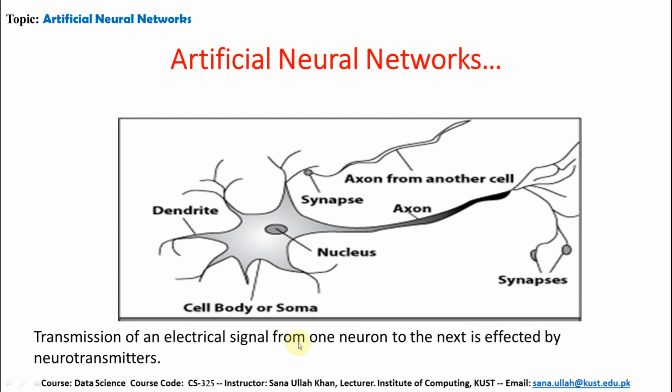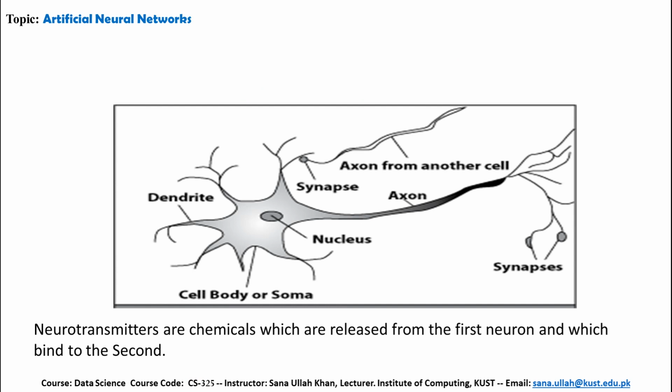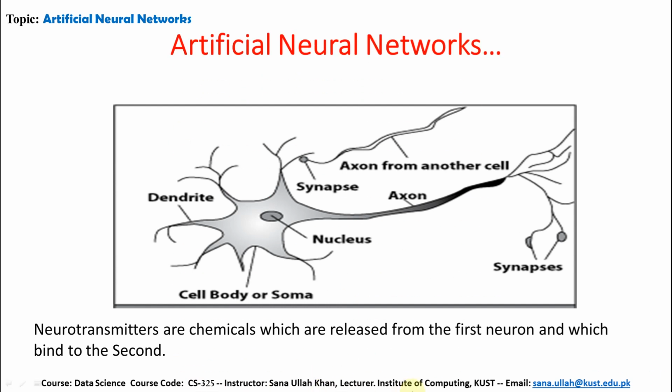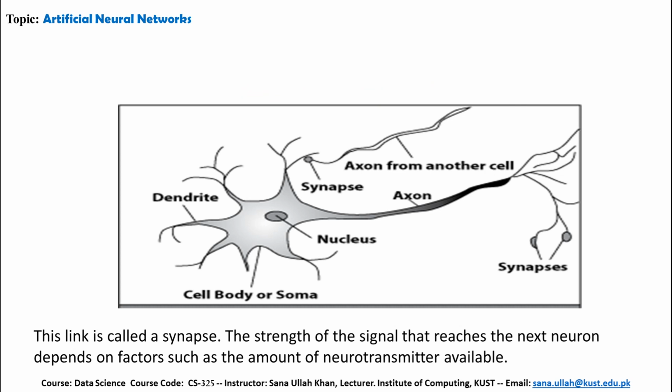Transmission of an electrical signal from one neuron to the next is affected by neurotransmitters. Neurotransmitters are chemicals which are released from the first neuron and bind to the second. This link is called a synapse, which passes the signal from one neuron to another. The strength of the signal that reaches the next neuron depends on factors such as the amount of neurotransmitter available.